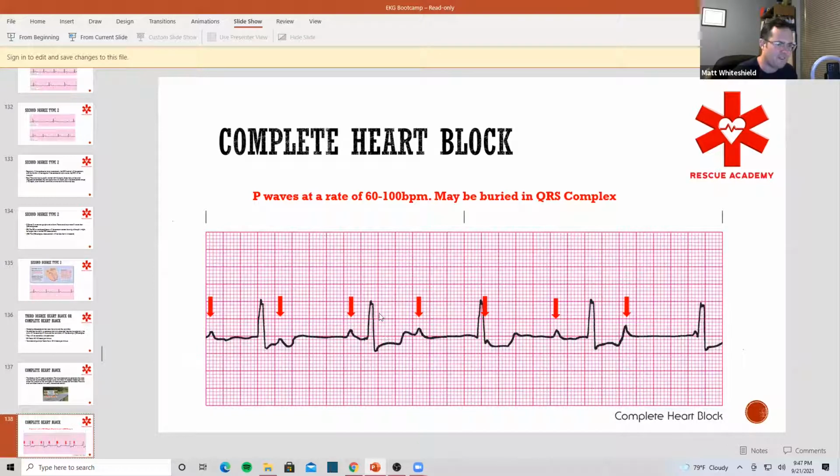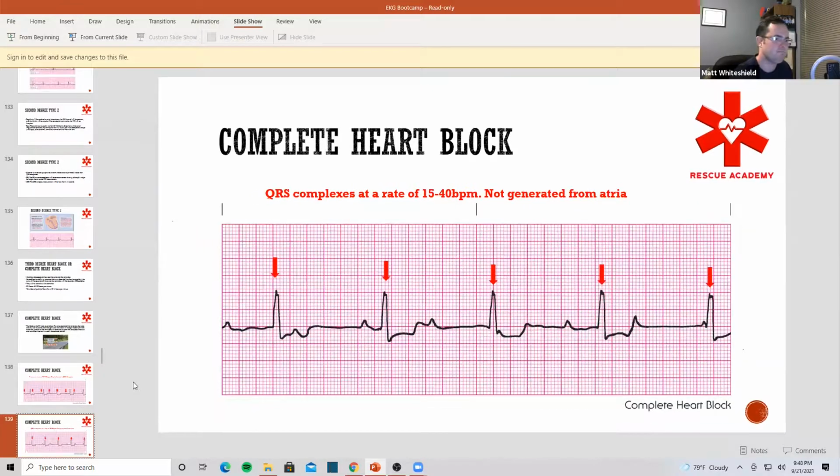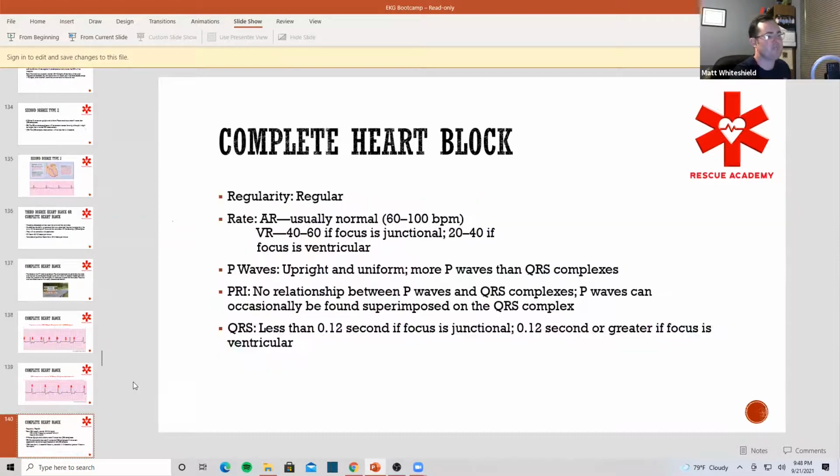Remember, before each QRS complex, there should be an upright P wave. I see it here in this one, but then right here, it's gone. Just look where it's at. And over here, it's super delayed. And over here, it's all the way over here. Like, they're constantly moving. That makes it a complete block. It's showing here that the intrinsic rate is up to 40 beats per minute for the ventricular rate.